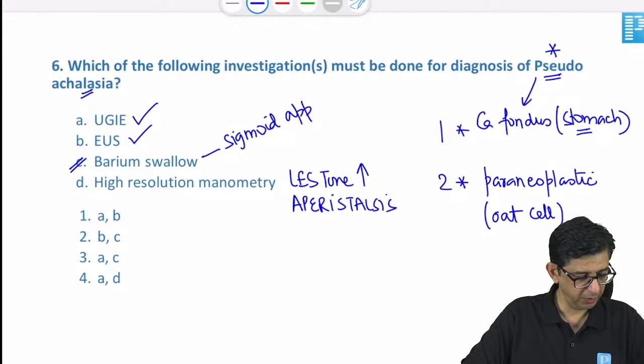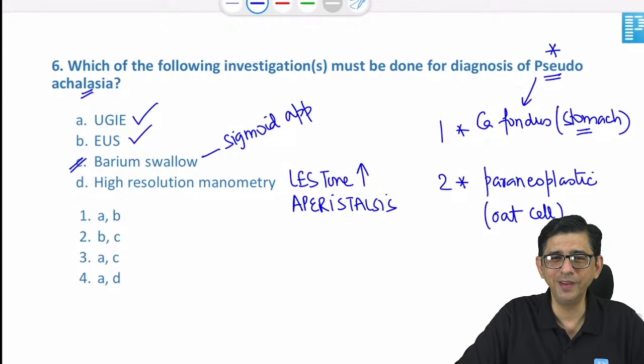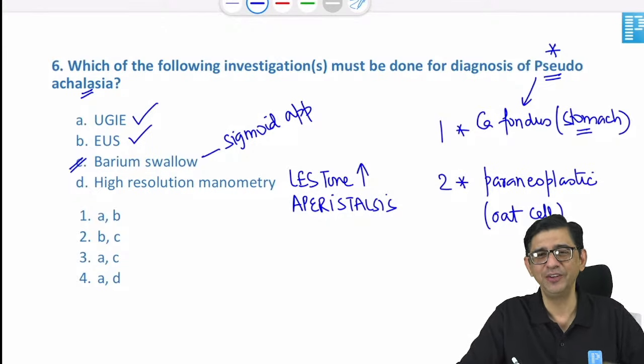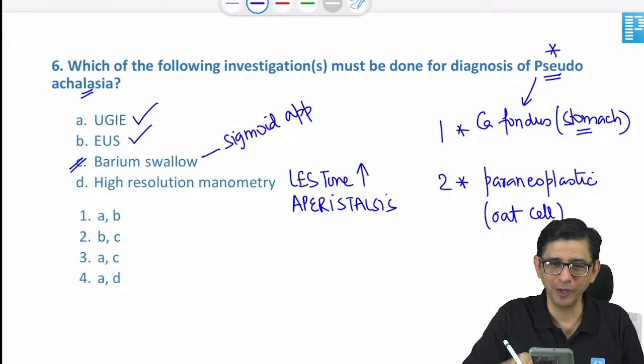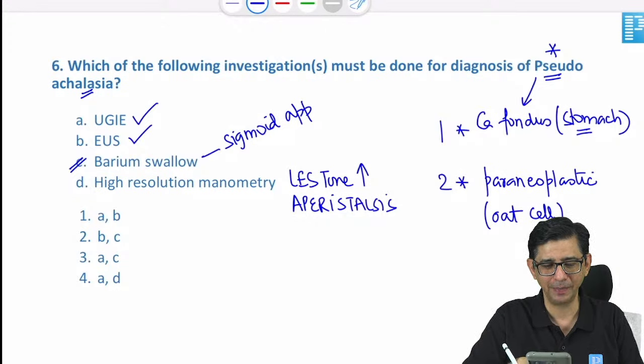What if we cause seeding of the tumor? Seeding of tumor by endoscopy? No. We don't cause any seeding of the tumor by endoscopy. We do seeding by doing a biopsy, right? When we do a biopsy, that is where the seeding will occur.